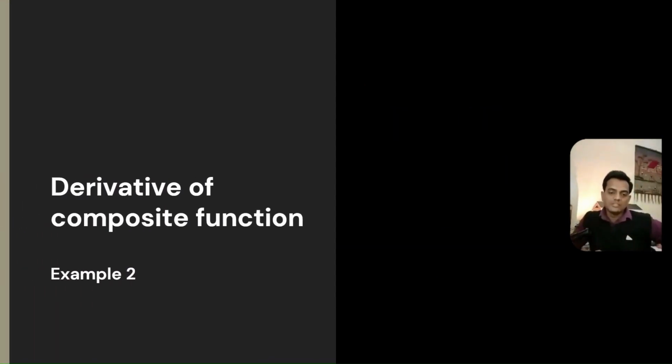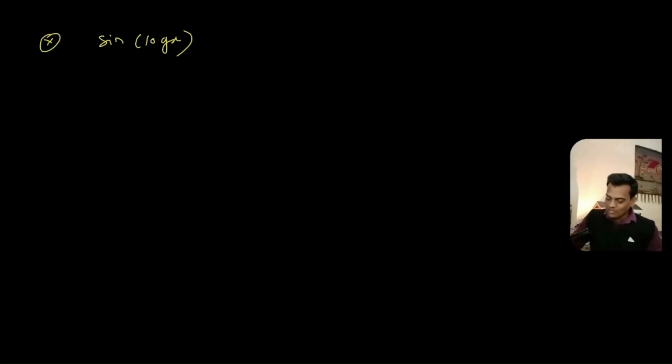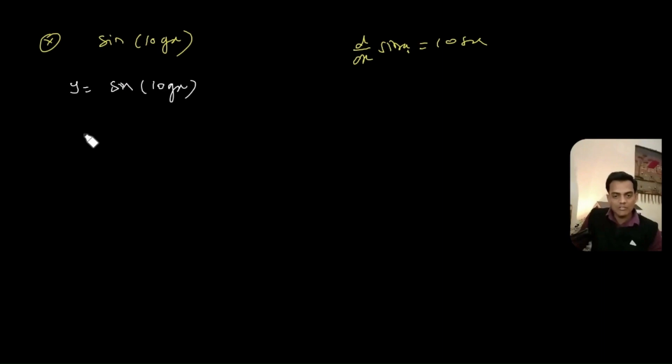Now this particular derivative of sine of log of x: we know the derivative of sine of x is cos x, but what is the derivative of sine of log of x? So we know the derivative of sine of x is equal to cos of x. So there is a direct formula if it is x, but if it is log of x, then the situation will be different. So first of all we will equate this term to y, sine of log of x.